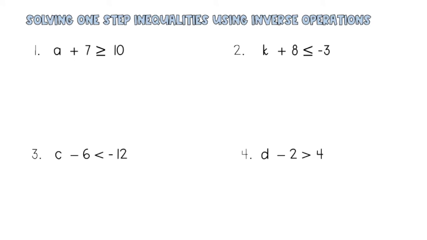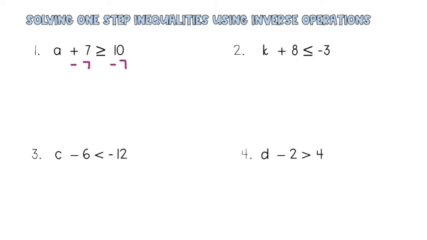Number 1, a plus 7 is greater than or equal to 10. So I want to find all of the solutions that could make this inequality true. So we're going to do the inverse operation. So instead of adding 7, we're going to subtract by 7 on both sides of our inequality.